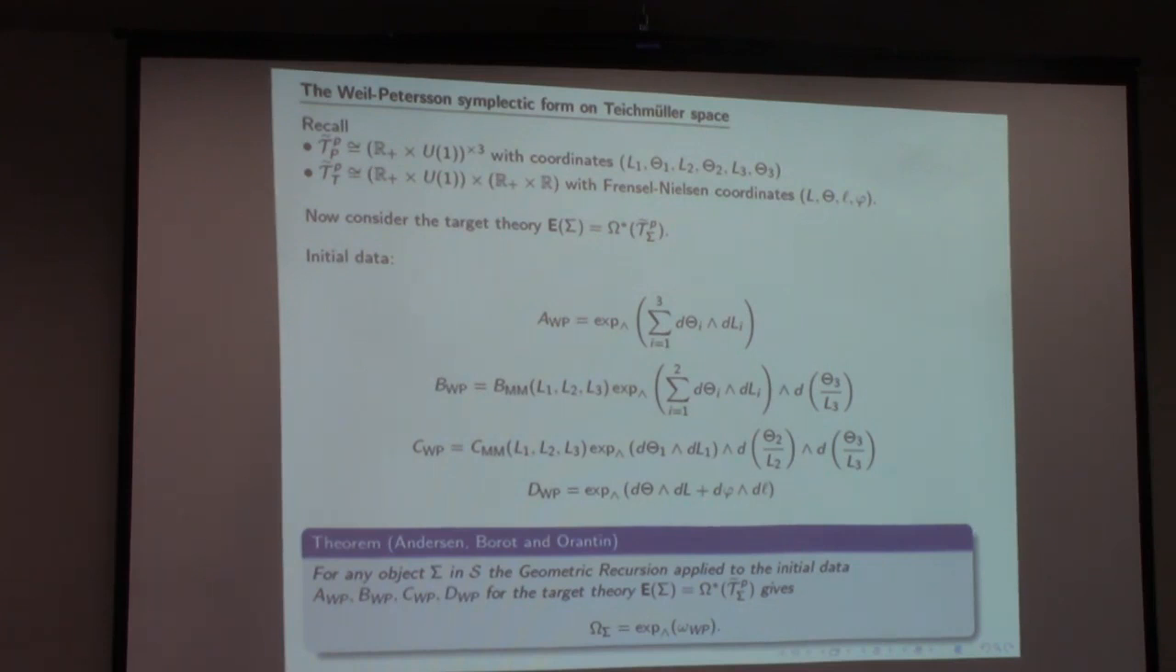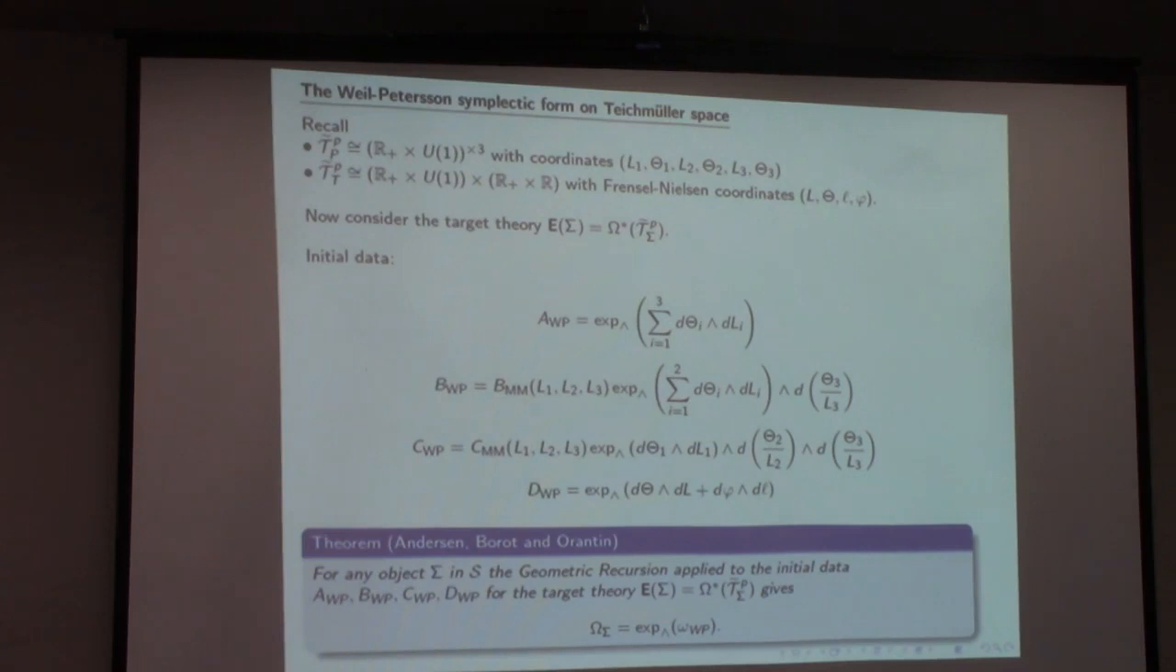Now the theorem is, if you run the recursion for these, you will always get exp of the Weil-Petersson symplectic form. So exp of the Weil-Petersson symplectic form can be obtained this way. In particular, the Weil-Petersson form itself can be obtained because that is the one in degree one, right? This series starts with one plus the Weil-Petersson form plus the Weil-Petersson form squared and so on. And you also obtain the Liouville measure, right? Because that's the top power of the Weil-Petersson symplectic form.